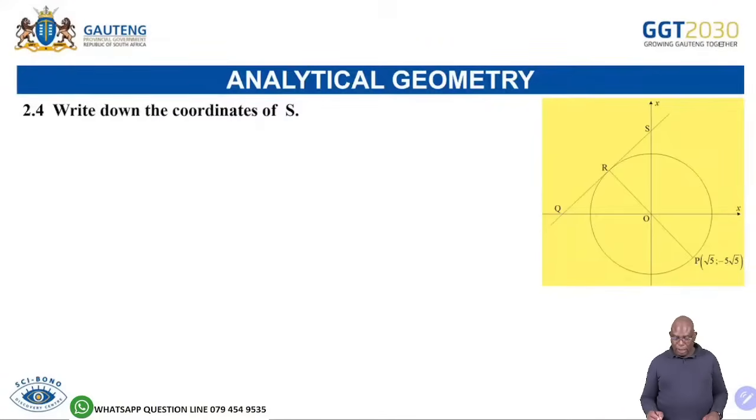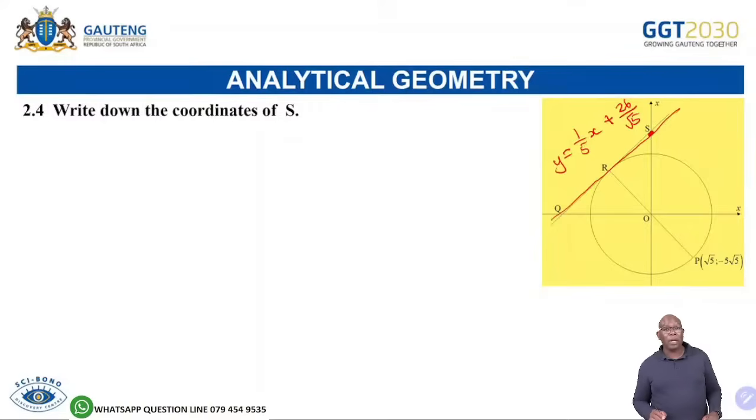The other question here, now I know the equation of this line. So the equation of this line is y equals 1 over 5x plus 26 over root 5. Now we want to find the coordinates of S, and they say write down. What do I know about x? Remember I said it's the y-intercept. So if it's the y-intercept, it means that the x value will be equal to 0.